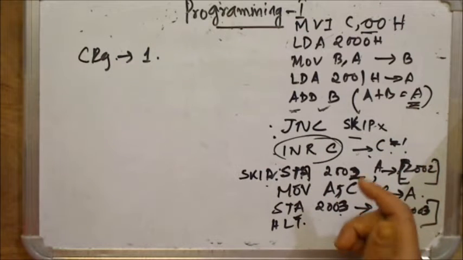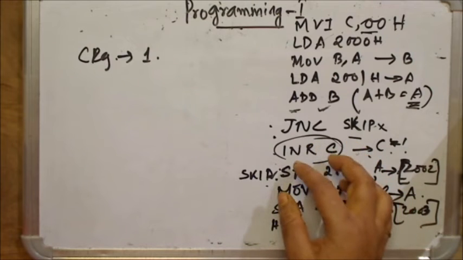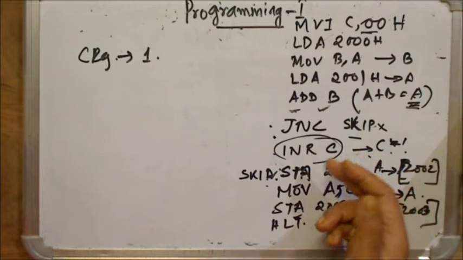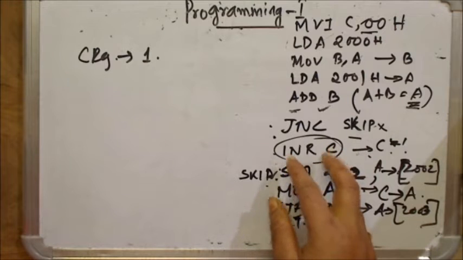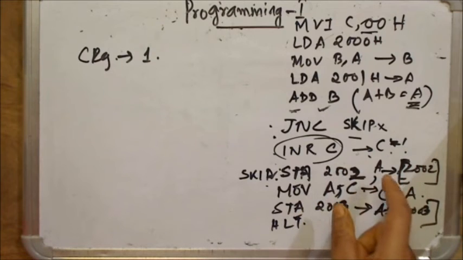So to check the carry, you have to put a condition. Then if there is a carry, you increment the C register. If there is no carry, you skip the increment and you continue the next instructions. What is skip? It is a label. You can give any name you want to give.